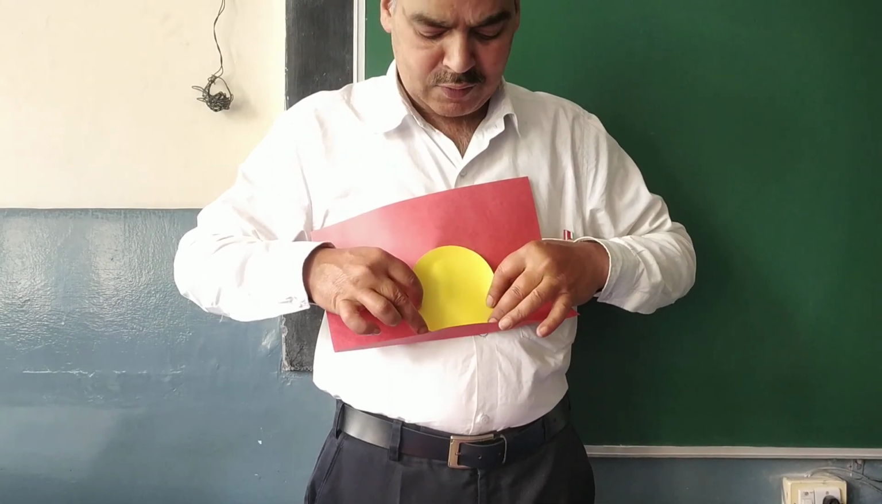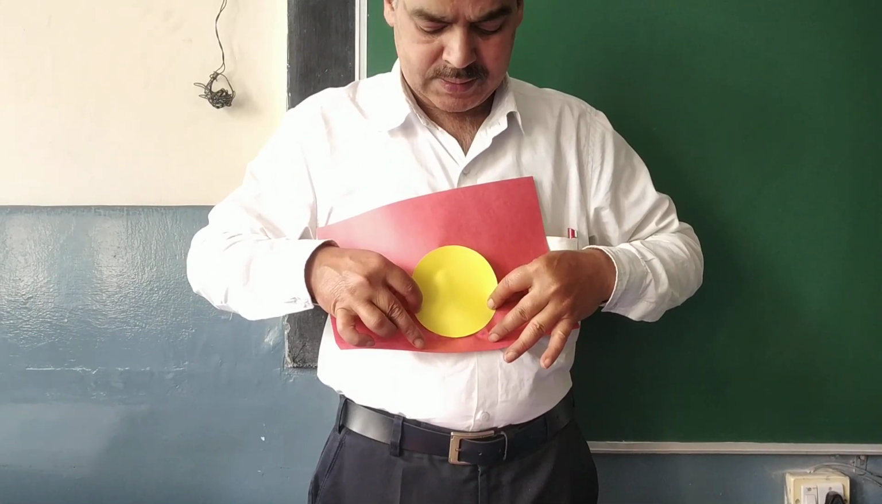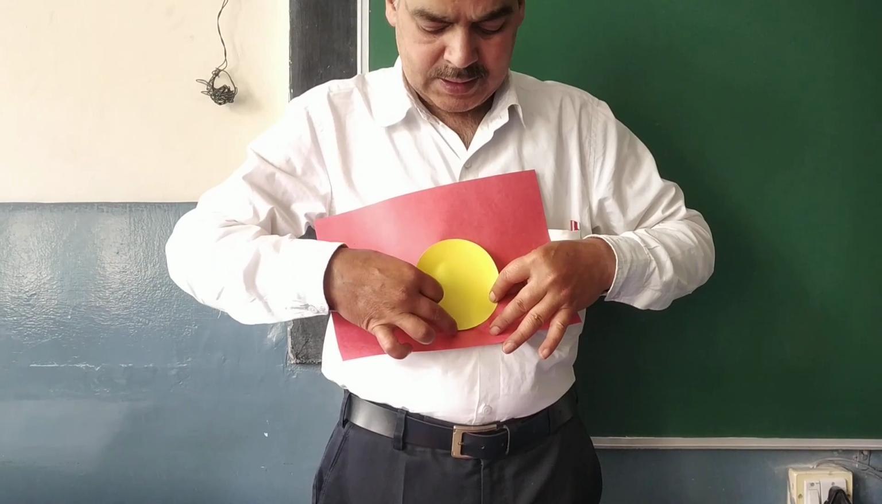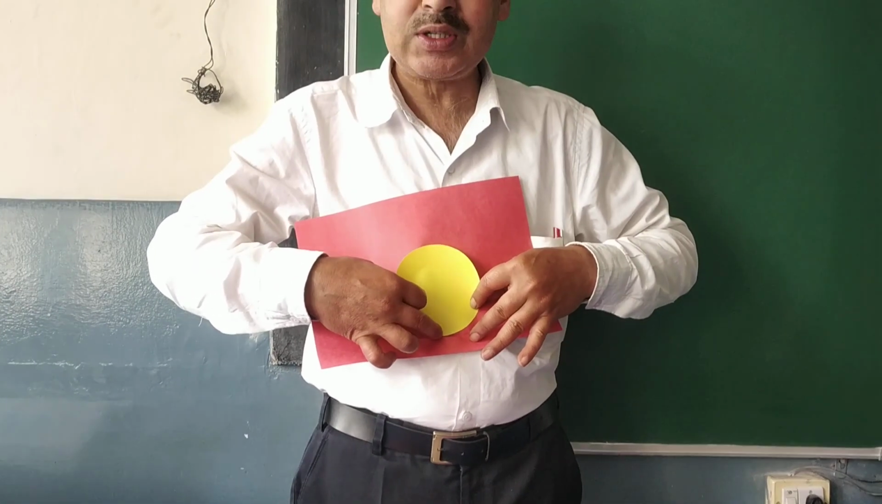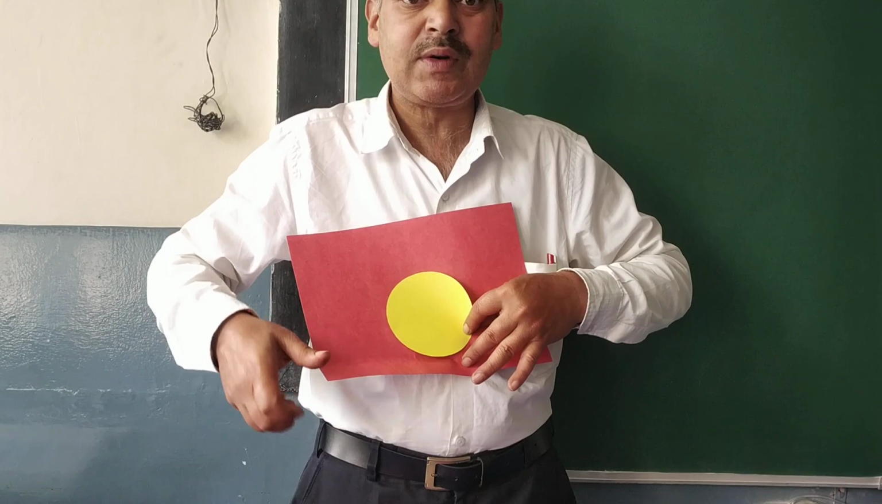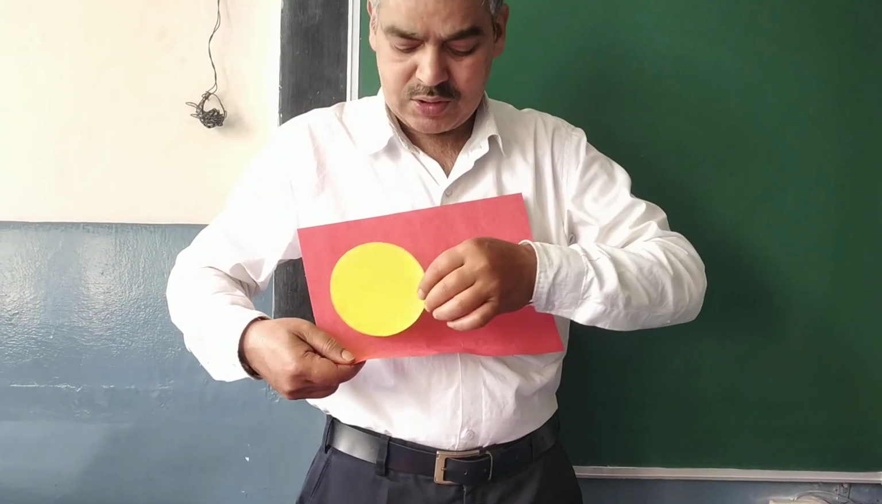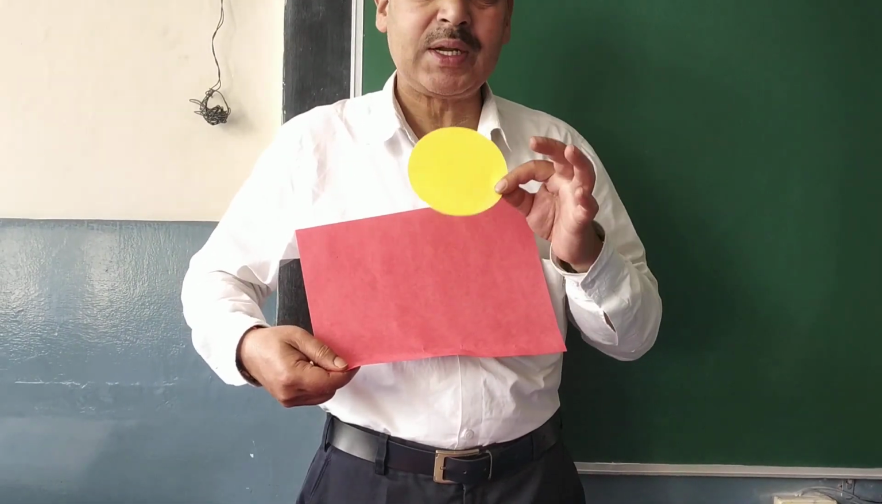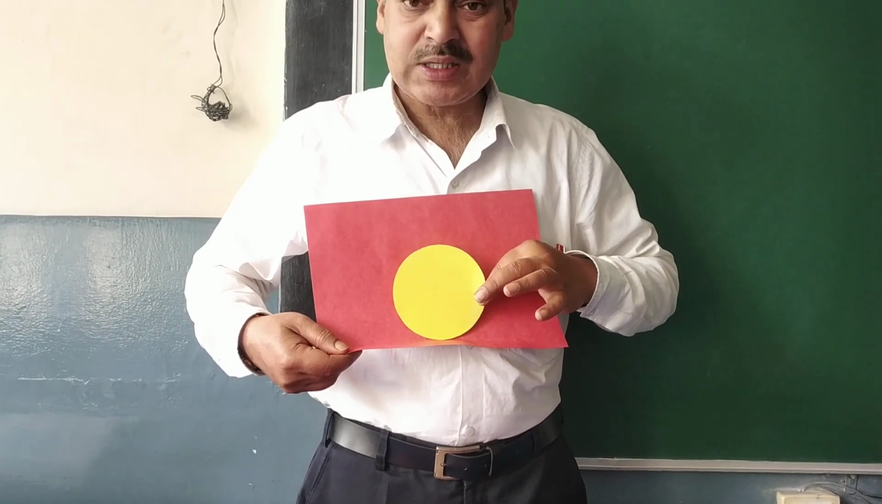So now if I unfold this sheet, what happens? This circle is touching this line. You can press it afterwards. That will become the crease on this sheet, and it will be touching the circle somewhere.